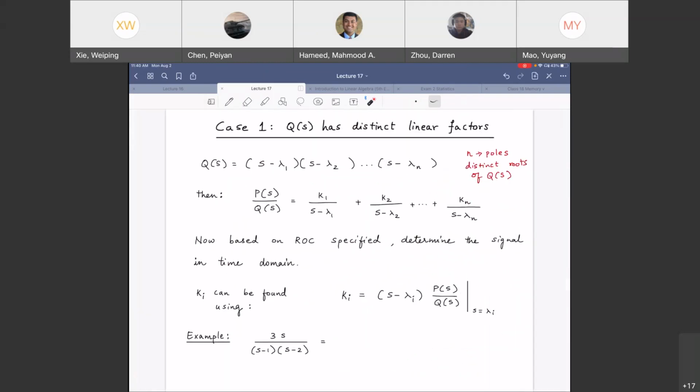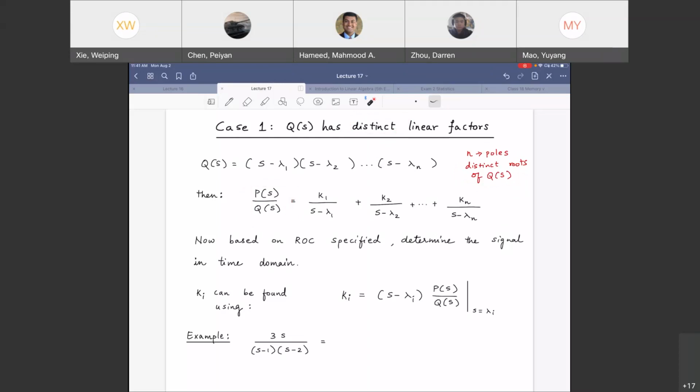All right, case 1: Q of S has distinct linear factors. So Q of S, that's your denominator polynomial, I'm factoring it out. So I've got S minus lambda 1, S minus lambda 2, and so on up to S minus lambda n. N is what? The order of my polynomial. It has to be greater than the order M, proper. And n is my number of distinct roots. They are all separate, which means that they are not overlapping. You don't have repeated roots.